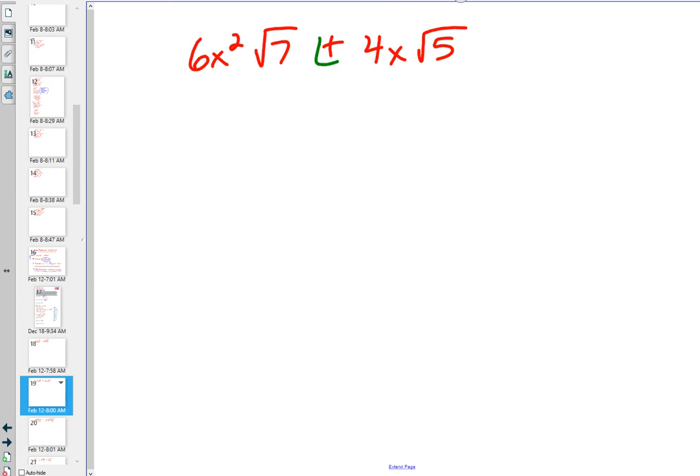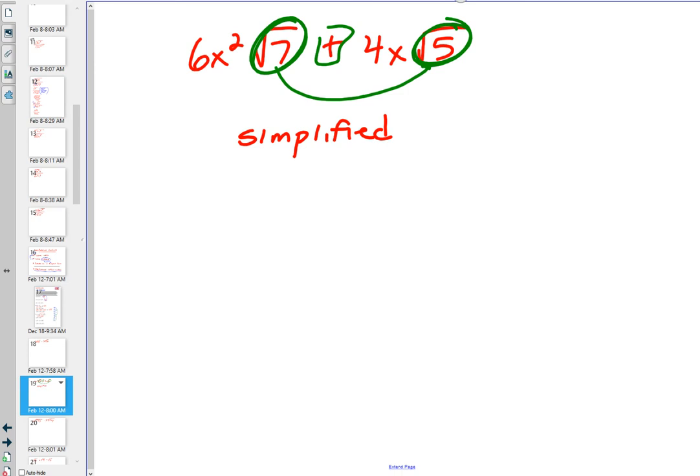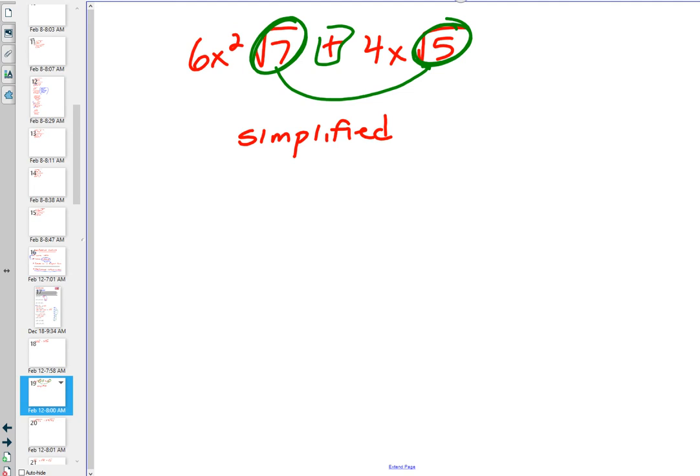I cannot add square root of 7s with square root of 5s. The fact that they're both square roots works out well. I don't even need to worry about the fact that there's x's there. It's just the radicals don't match, and there's no way to fix them because 7 and 5 are both prime. So this would already be in simple form. To simplify means to do operations. The operation we're being asked to do there is addition, and those two can't be added.